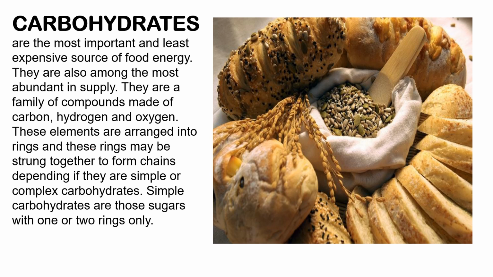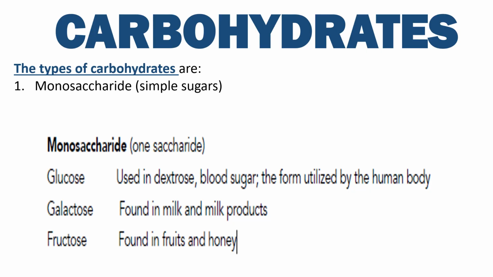Now, let's try to relate this concept of polymer versus monomer. If we have starch as the polymer, what would be its monomer? And we're going to deal with that. Let us explore different types of carbohydrates. We have here the first one, which is the monosaccharide. Mono means one, so these are the simple sugars. Monosaccharides have three different types, namely glucose, galactose, and fructose.